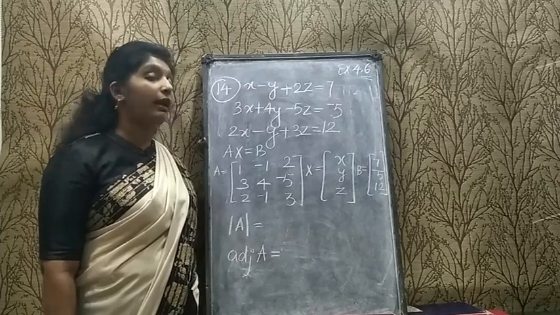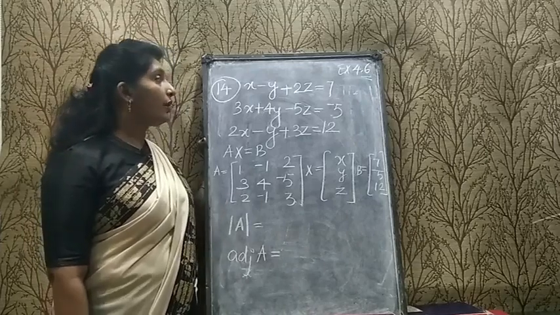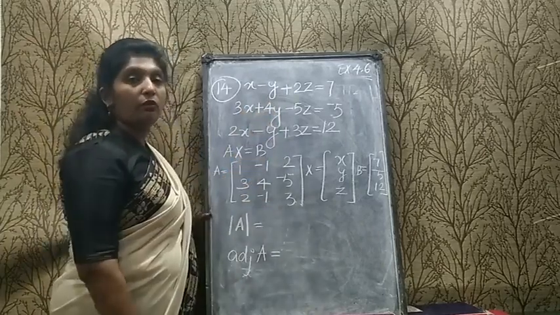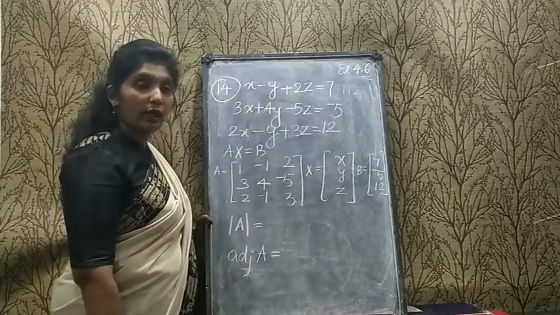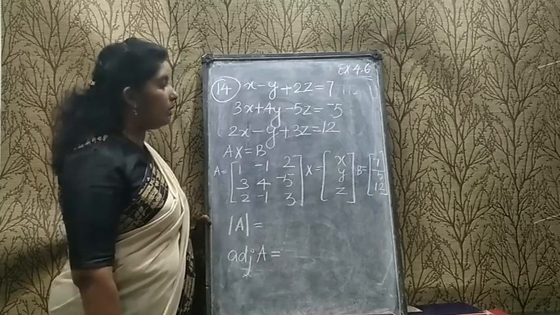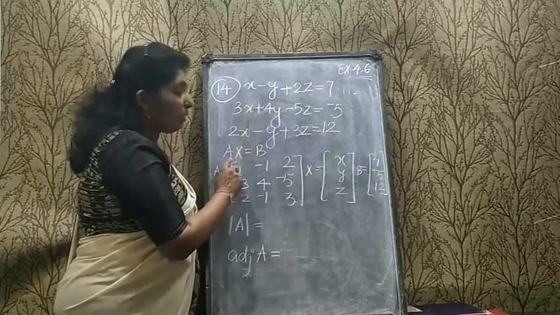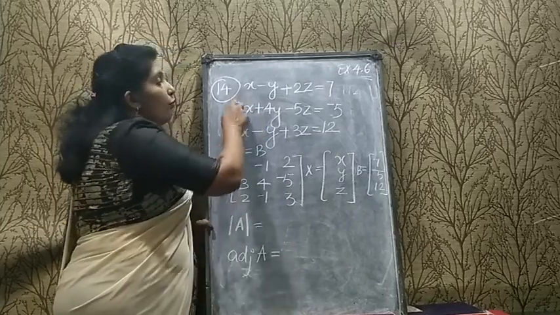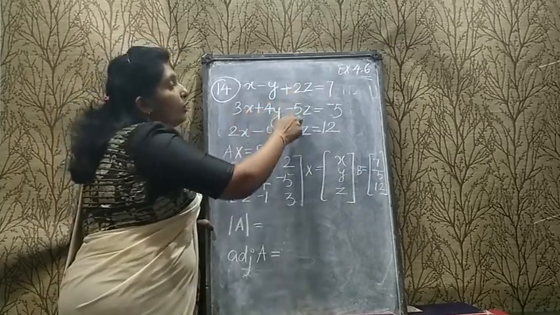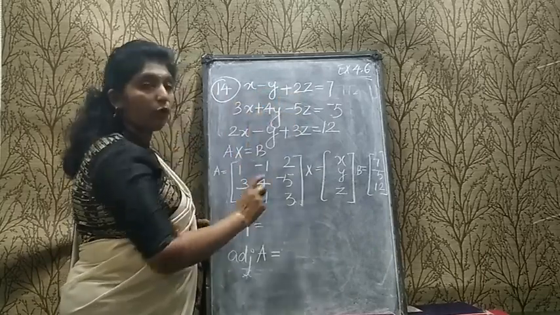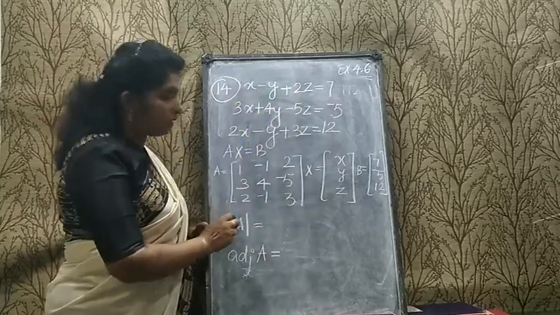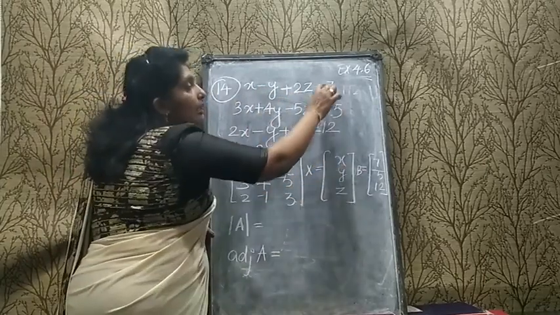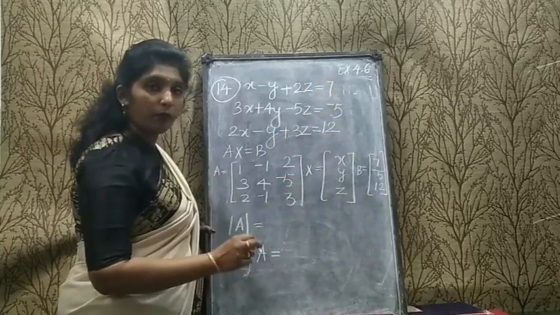Students, I am going to explain the 14th question of exercise 4.6. Here 3 equations are given. We have to find out the values of X, Y, Z using the matrix method. So first of all, the given system of equations we can write in the AX equal to B form, where A is the coefficient of X, Y, Z. Using the coefficients of X, Y and Z, you have to form the matrix, that is the A matrix. And the X matrix is the unknowns X, Y, Z, and the B matrix is 7, minus 5, 12.